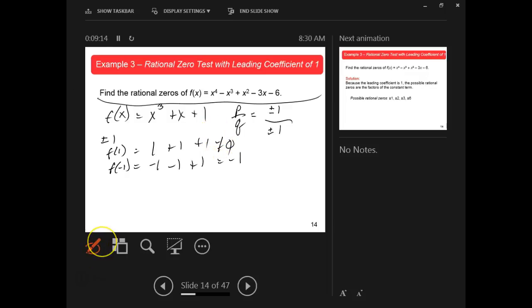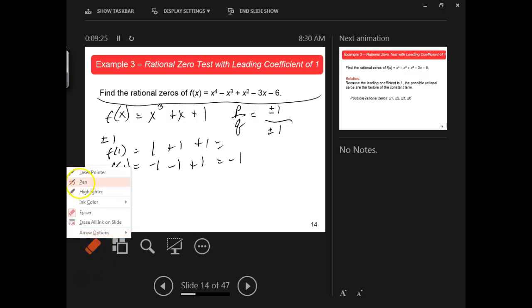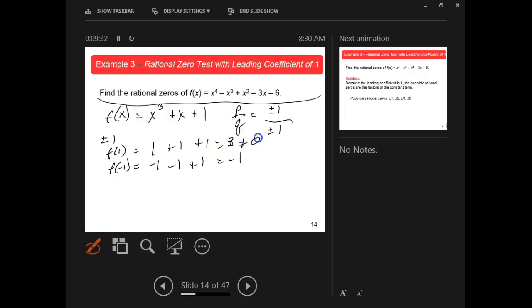This is equal to 3, which is not equal to 0. And of course, negative 1 is not equal to 0. But because of the intermediate value theorem, we know the real zero has to be between plus 1 and minus 1.